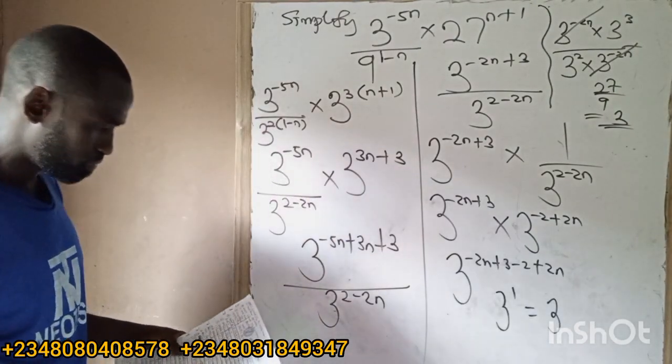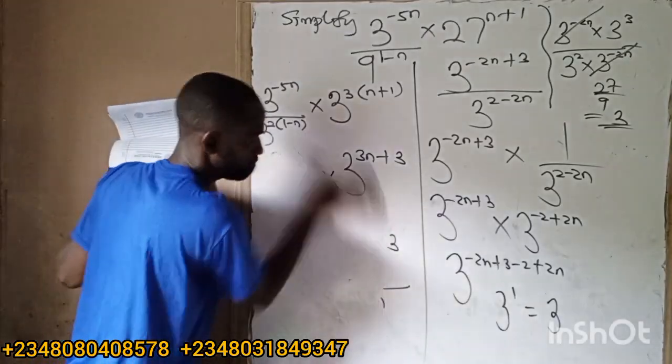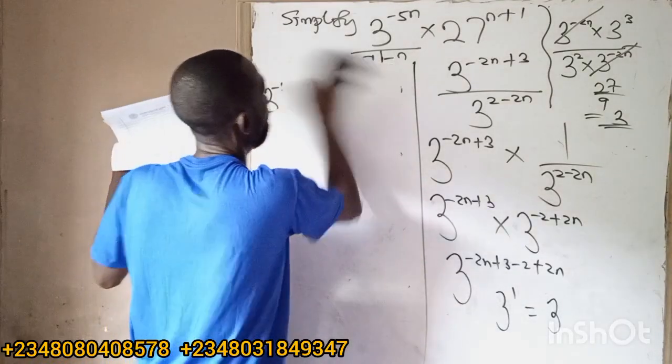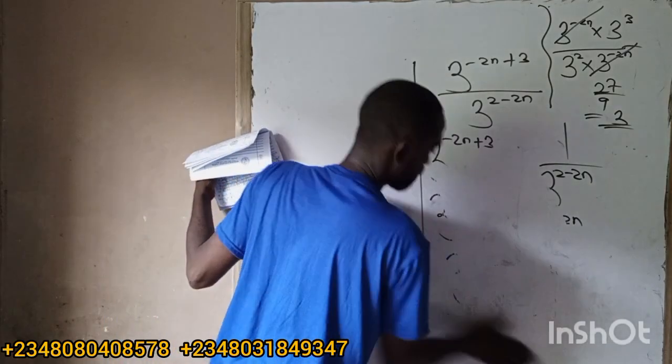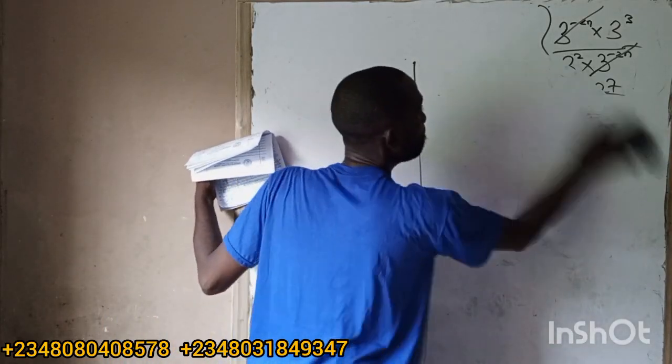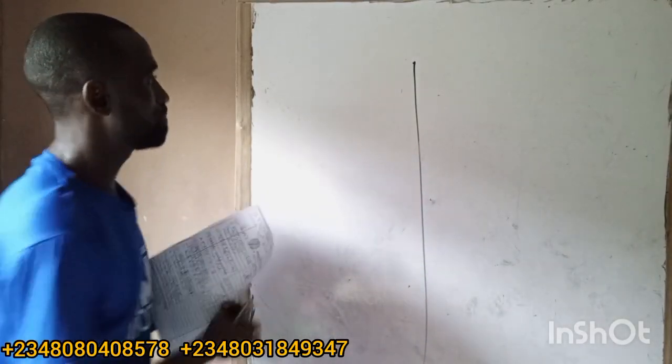So look at this question. Let me wipe this one off. I think I have to divide the board into 2 now because of our indices.